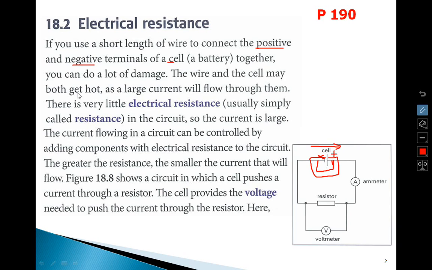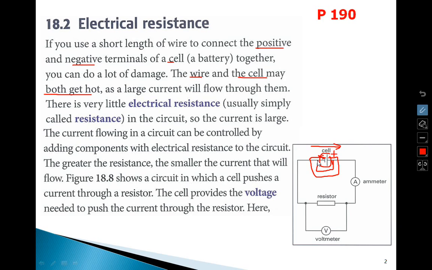Why? Because the wire in the circuit and the cell, both of them, may get hot, so the temperature is high. Why? Because there is a large value of current flowing through the circuit, and the circuit is very short. The amount of current is high, the circuit is very short, and the resistance is very low, because the wire is very short. So the wire and battery or cell both get hot.